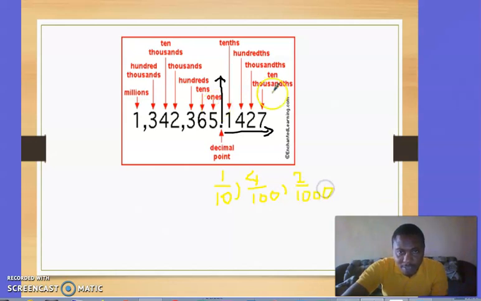And the fourth number here, the 7, at this point has a value of ten-thousandths. That's the place value. So it's going to be 7 over 10,000. So they actually get their names from the denominator of the fraction.